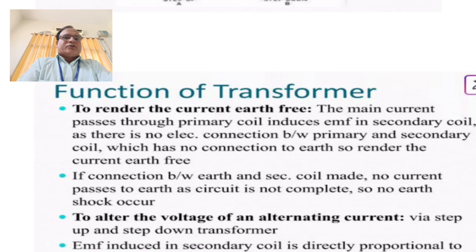This is the function of the transformer. The main current passes through the primary coil and induces EMF in the secondary coil, as there is no electrical connection between the primary and secondary coil. There is no connection to earth.